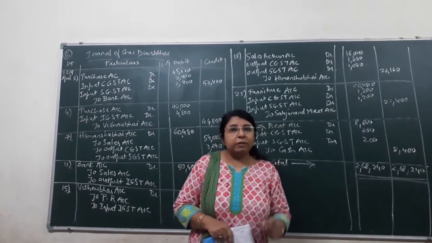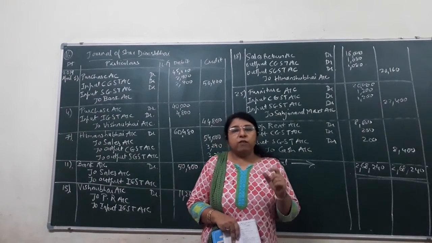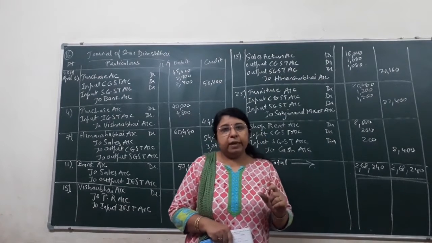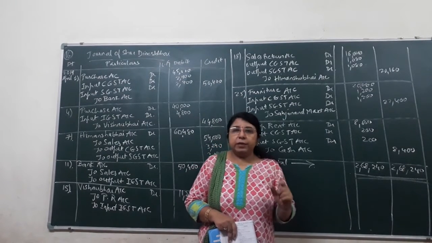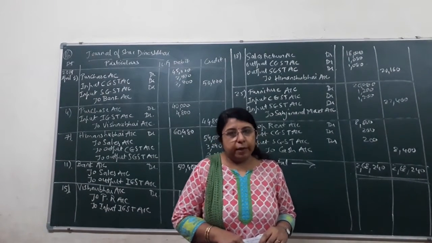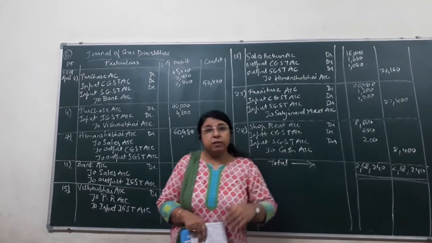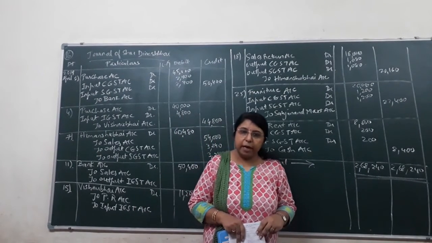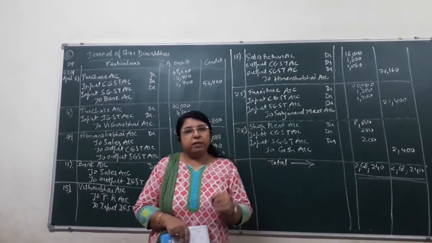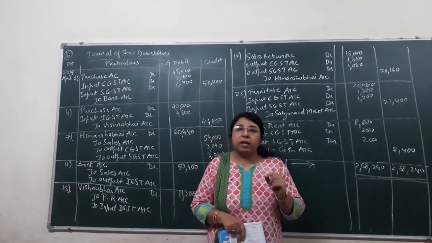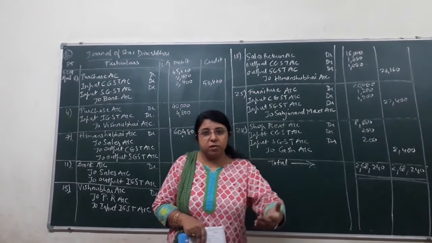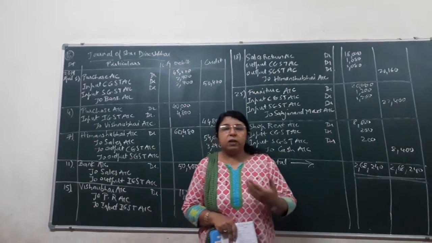Whenever the transaction takes place between two different states, then only one tax will be applied, that is IGST, that is Integrated Goods and Service Tax. And whenever the transaction is within the state, then two different taxes will be applied, that is CGST and SGST, that is Central Goods and Service Tax and State Goods and Service Tax. So we have to see whether the transaction is within the state or outside the state with another state.